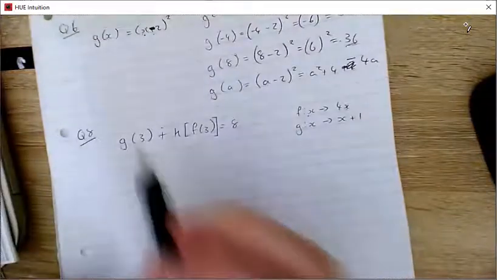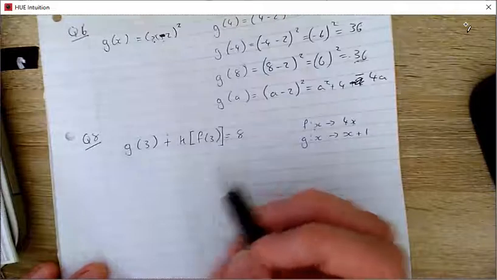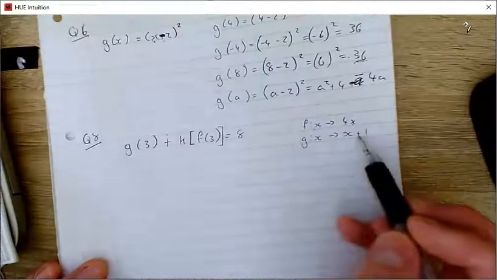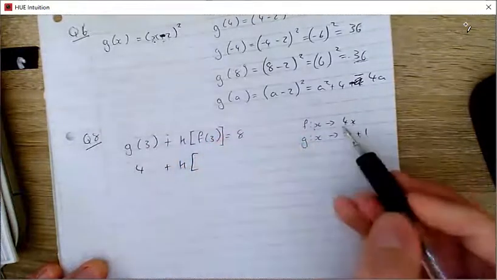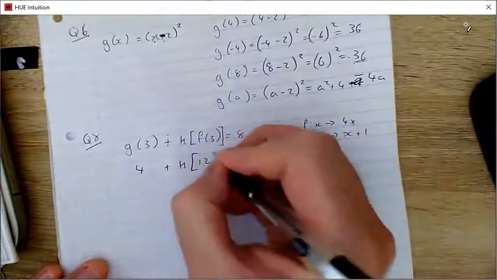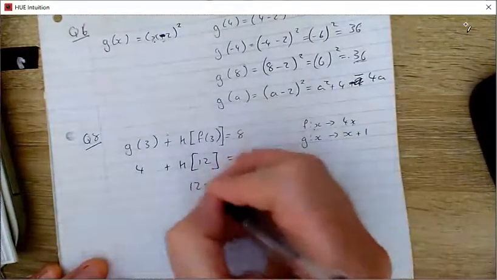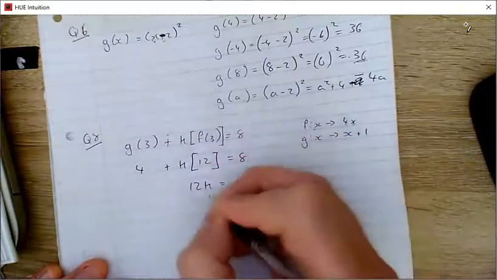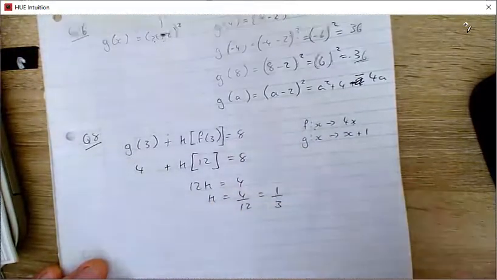If g of 3 plus k times f of 3 equals 8, find the value of k. Well, g of 3 is going to be 3 plus 1, that's 4, plus k times f of 3, which is 4 times 3, which is 12, equals 8. So they just want you to solve that. Move the 4 over, you get 12k equals 8 take away 4, which is 4. And k is 4 over 12, which is 1/3.